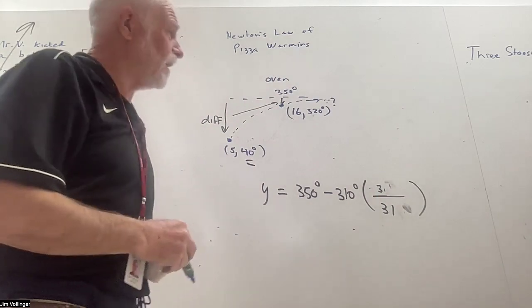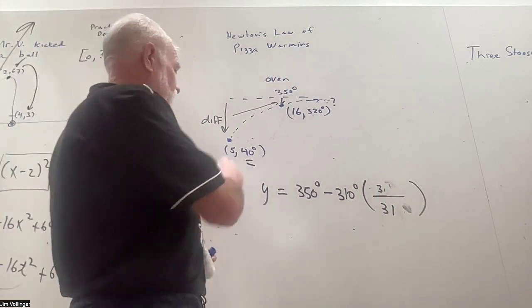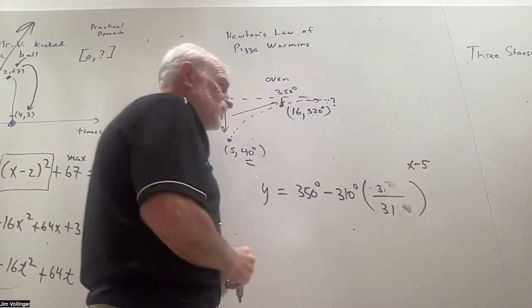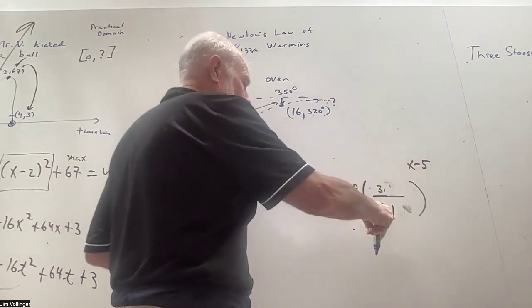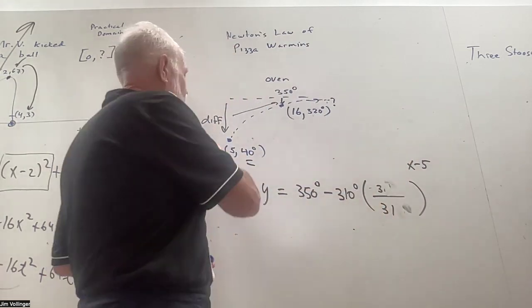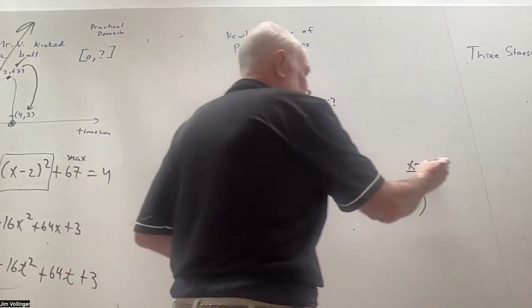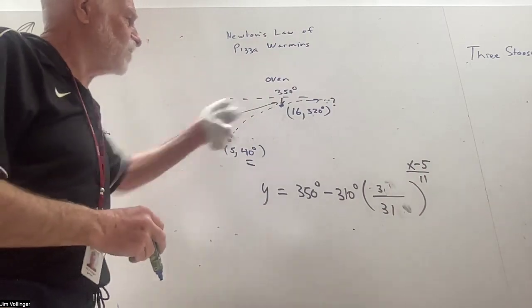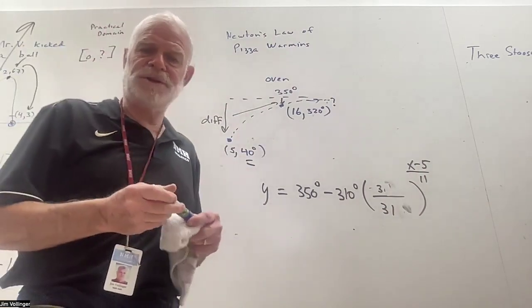And of course, I got to get my timeline in here. 5, so why don't we go x minus 5 minutes, because that makes it 0. Anything to the 0 is 1. Take 310 away from 350, you're at 40. And from 5 minutes to 16, 11 minutes elapses. And now we've got a record of temperatures in this little situation.